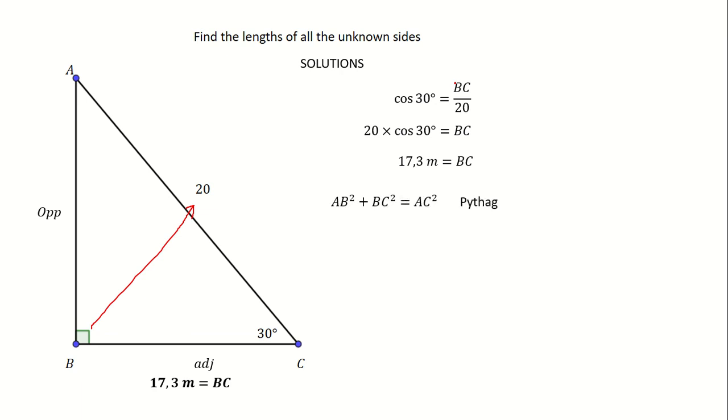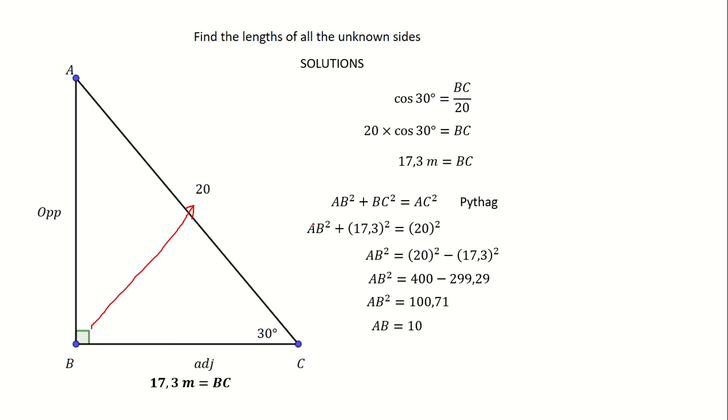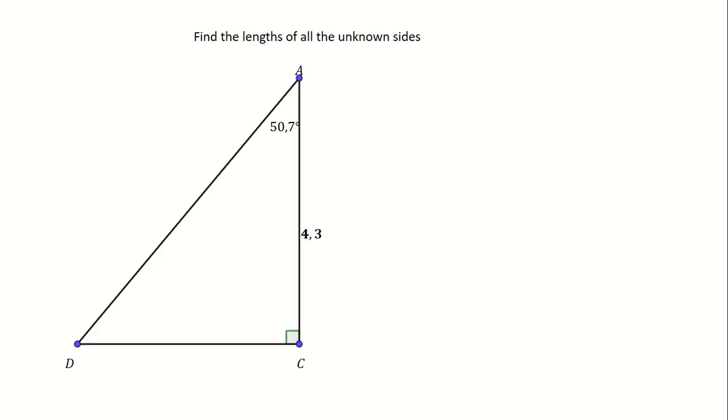Now I'm simply missing my opposite. I'm just going to use the theorem of Pythagoras to find it. I have the hypotenuse and the adjacent; the only thing I'm missing is my opposite. When you solve, AB squared will simply be 100. Find the square root, and AB will be 10.